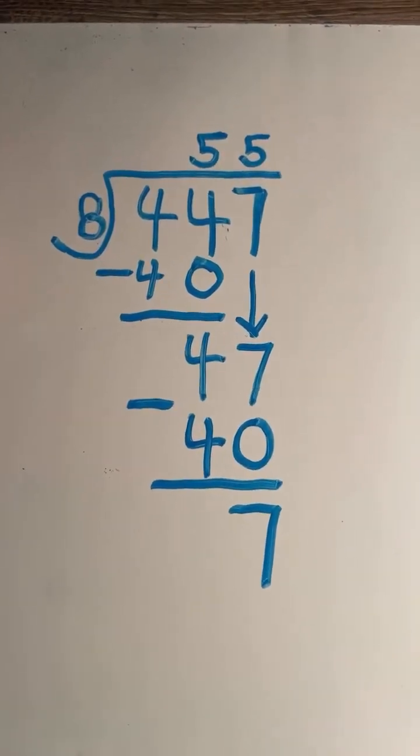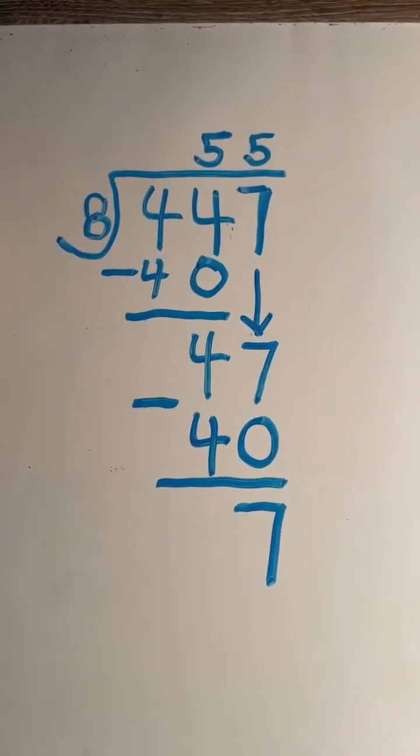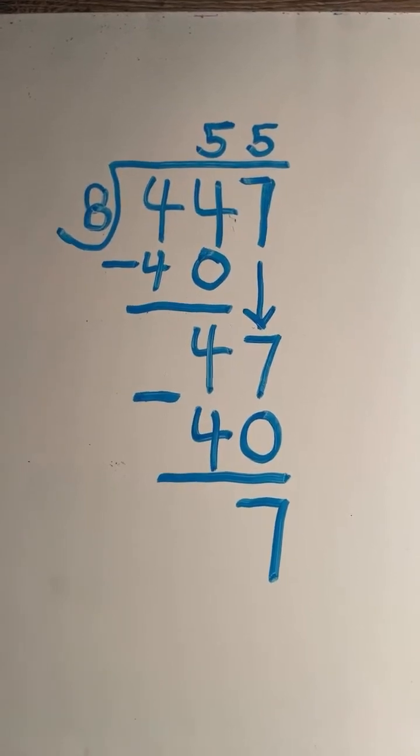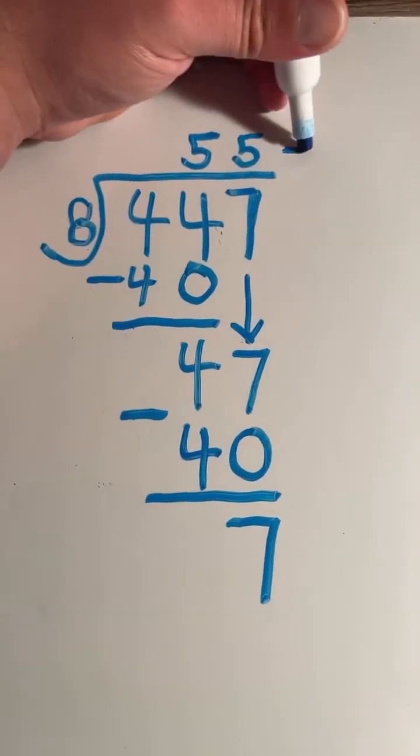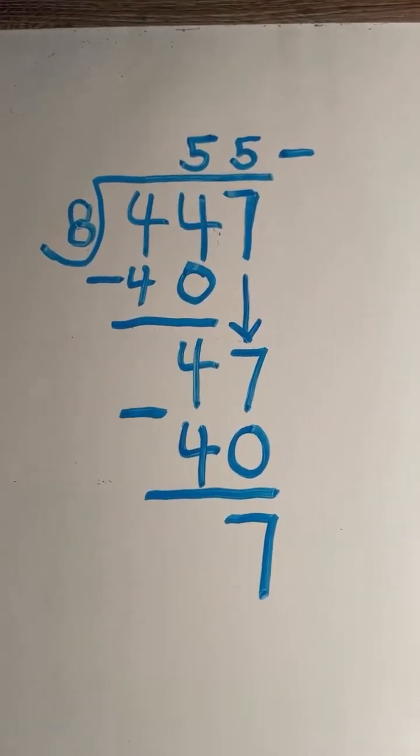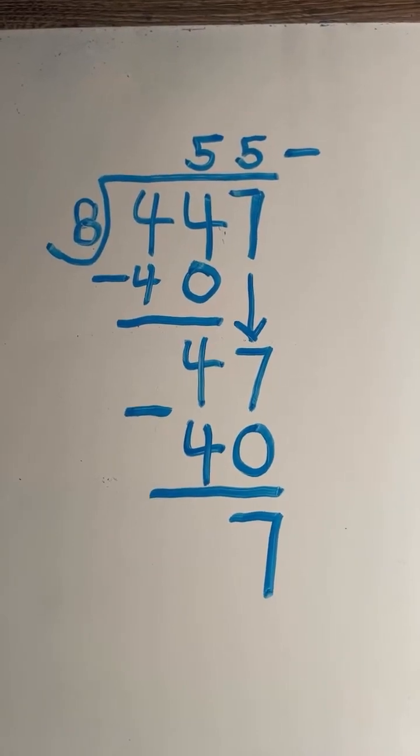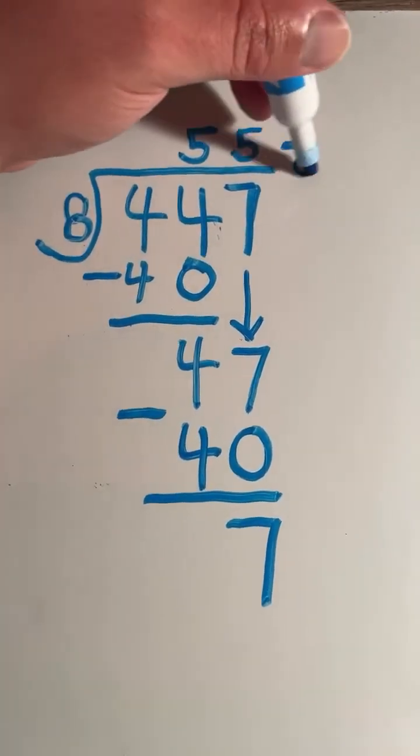So we don't have a whole number here. We're going to have a mixed number. So here's how we figure out the mixed number. Whenever we have an answer that ends up being a mixed number, here's how we figure out the fraction. The number we're dividing by is our denominator. Our remainder is our numerator. So what are we dividing by in this problem? In this problem, we're dividing by 8. So 8 is our denominator.